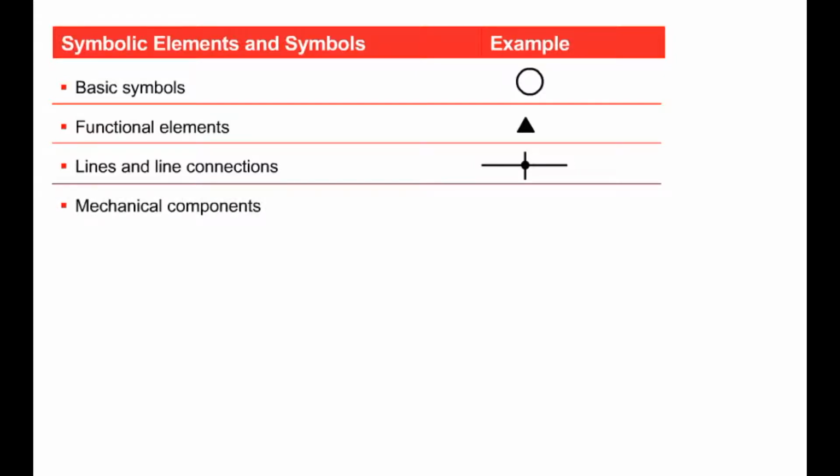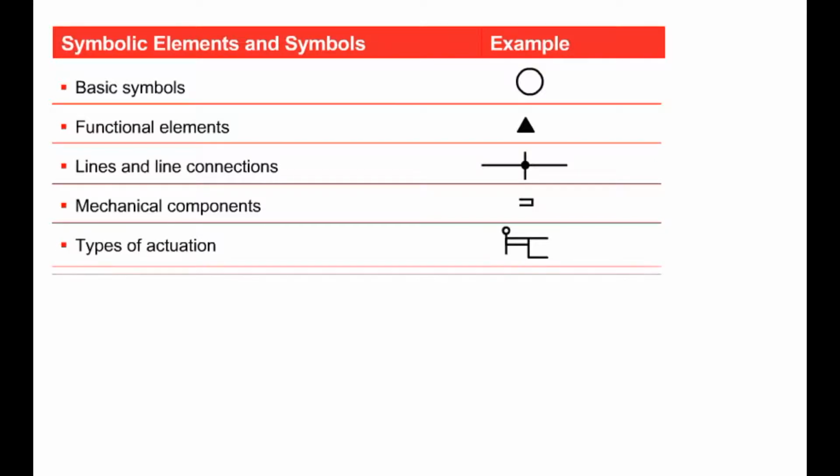Mechanical components are required to perform drive or control functions. Example, shafts. Often, the type of actuation is also shown. The symbolic element for manual actuation is symbolized by a lever. Graphical symbols are made up of one or more of these symbolic elements.